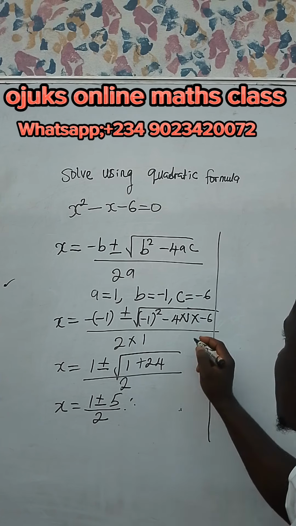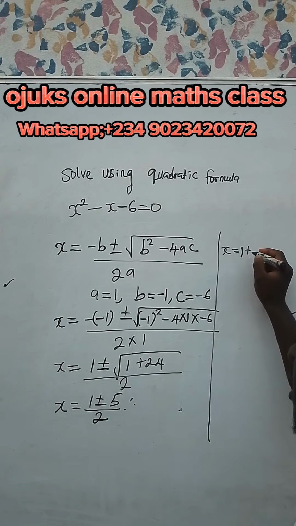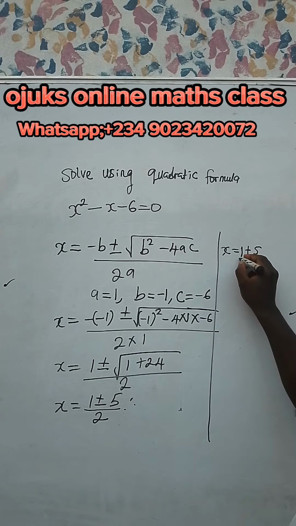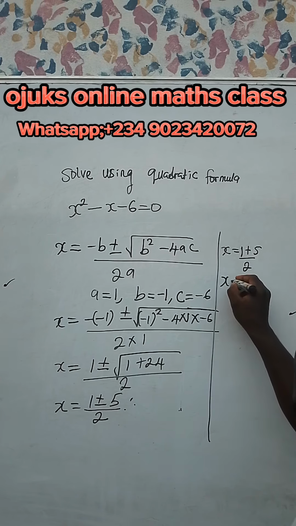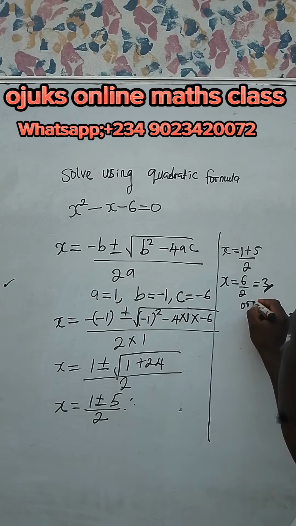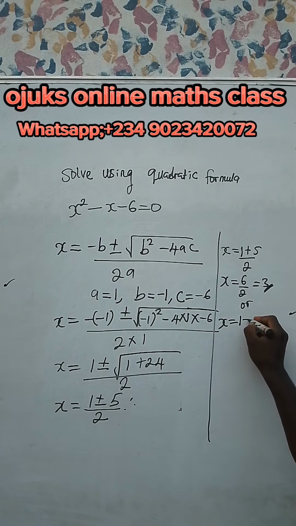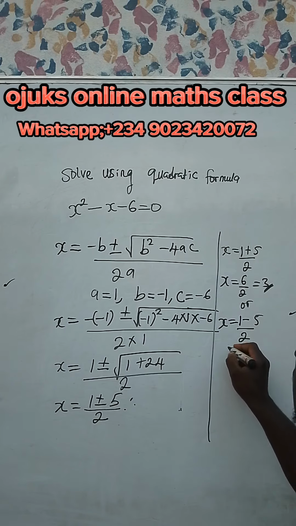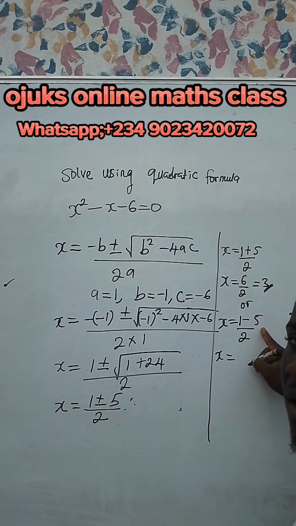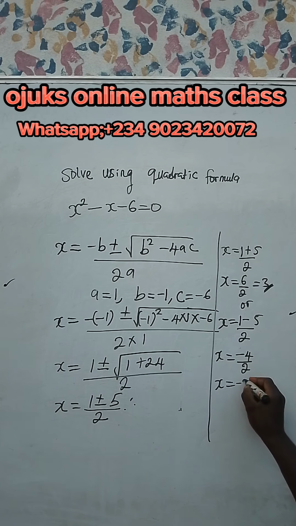We are going to have x equals 1 plus, let's pick one of the signs, 1 plus 5 divided by 2. That means x equals 1 plus 5 is 6, then divided by 2 is automatically 3. So x equals 3, or x equals, using the other sign which is negative, 1 minus 5 divided by 2. So 1 minus 5 is minus 4. We have minus 4 divided by 2, which gives x equals negative 2.